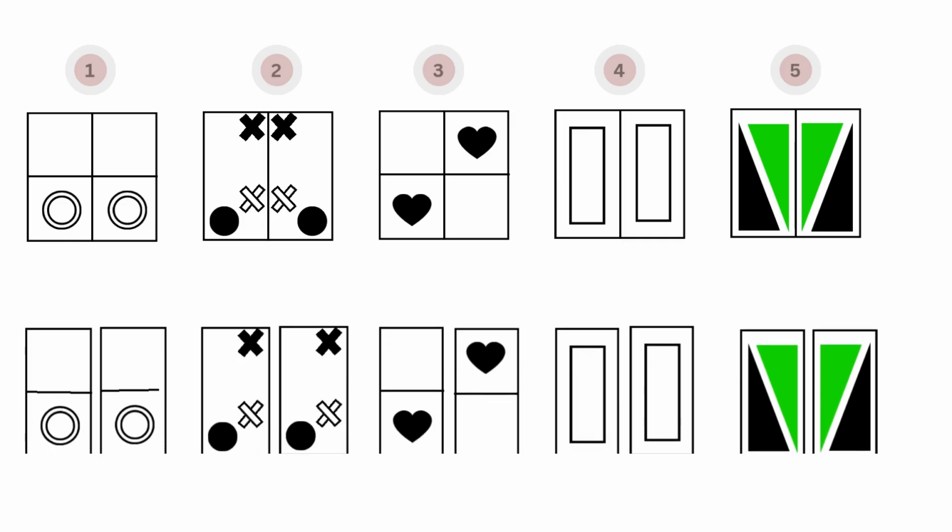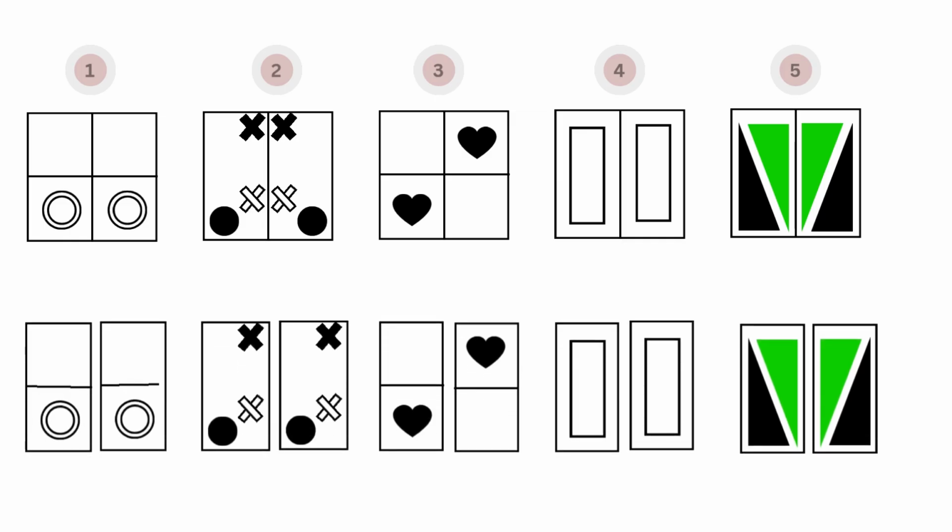Symmetry is the key principle here. For options 1, 2, 4, and 5, the vertical fold reveals identical patterns on both sides, maintaining perfect reflection. This shows that symmetry is preserved in these cases. Option 3 stands out because it breaks this symmetry.